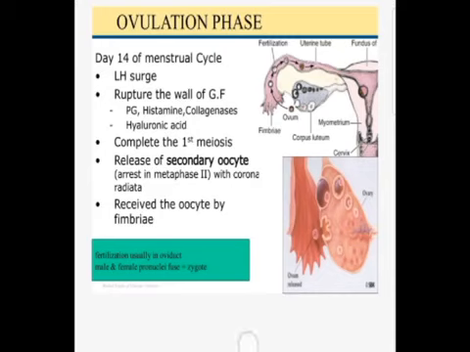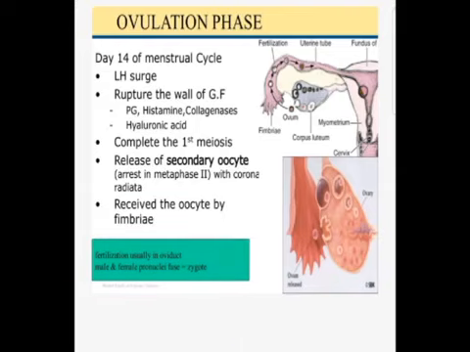Rupture of the wall of the Graafian follicle occurs under the influence of prostaglandins. There is release of histamine, there is release of collagenases and hyaluronic acid, and then there is completion of the first meiotic division, and the release of the secondary oocyte, which is arrested in the metaphase of meiosis II with the corona radiata surrounding it.